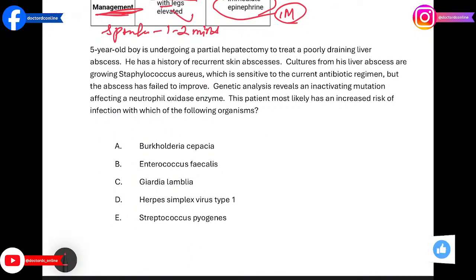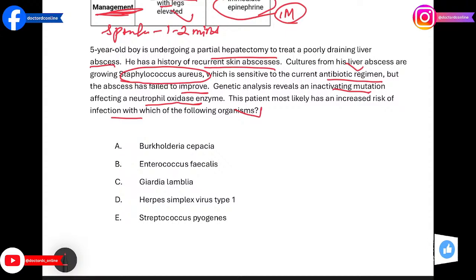Our next question is about a 5-year-old boy. The 5-year-old boy is undergoing a partial hepatectomy to treat a poorly draining liver abscess. He has a history of recurrent skin abscesses. Cultures from his liver abscesses show Staphylococcus aureus, which is sensitive to the current antibiotic regimen, but the abscess has failed to improve. And secondly, genetic analysis reveals an inactivating mutation affecting a neutrophil oxidase enzyme. This patient is most likely having an infection with which of the following organisms?